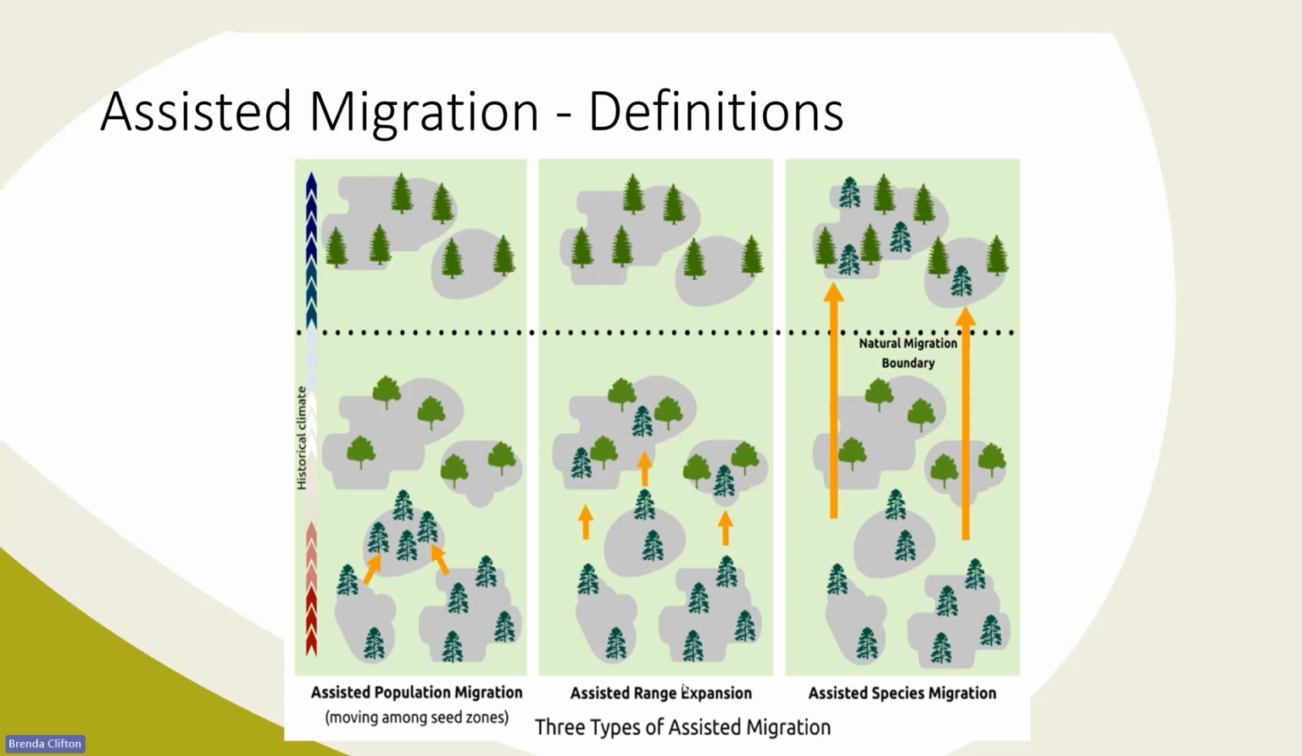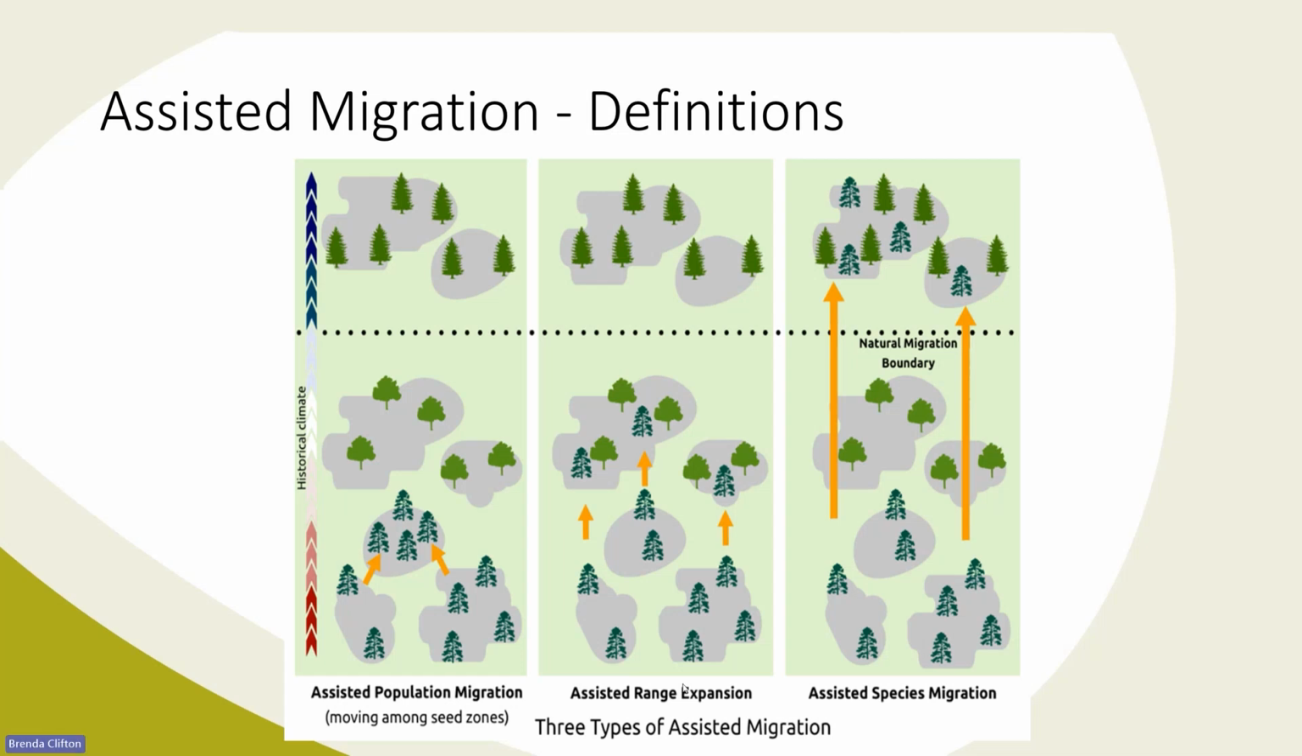Assisted population migration, where you're basically moving a species within its current natural occurrence. For example, moving Douglas fir from Oregon to Washington. Douglas fir already occurs in both Oregon and Washington. So basically, you're just moving an Oregon population into Washington.